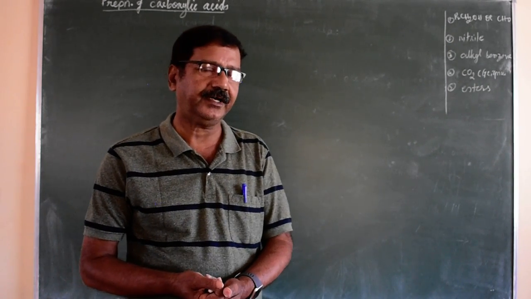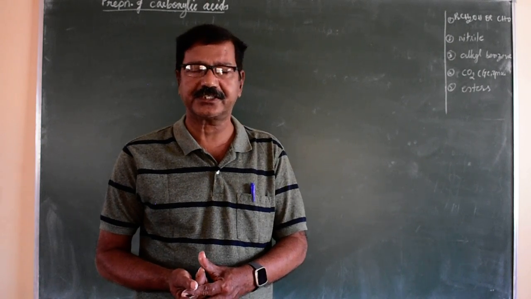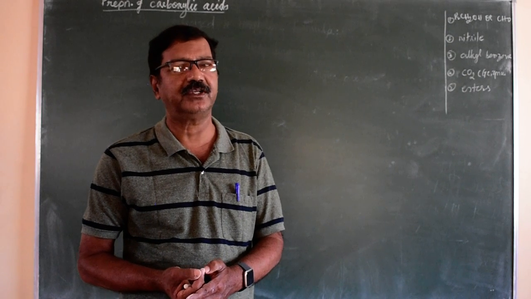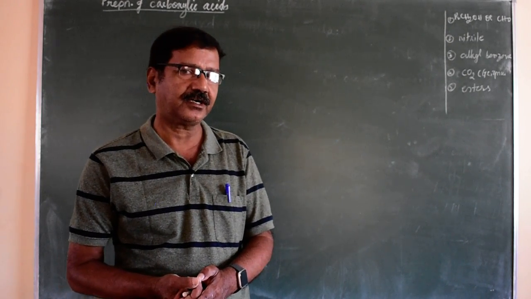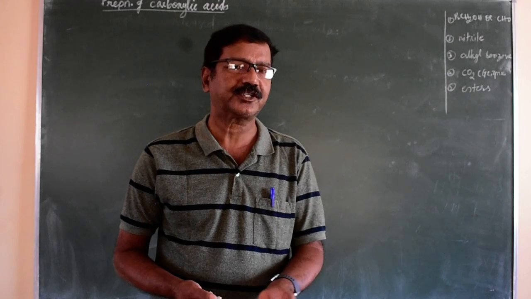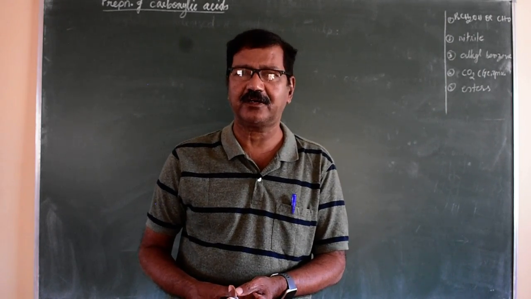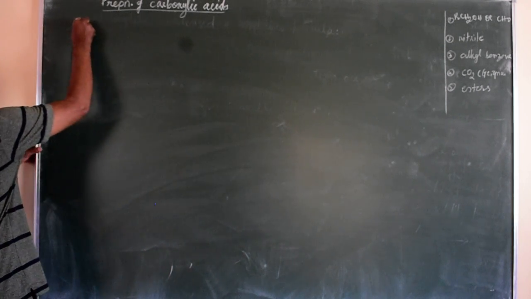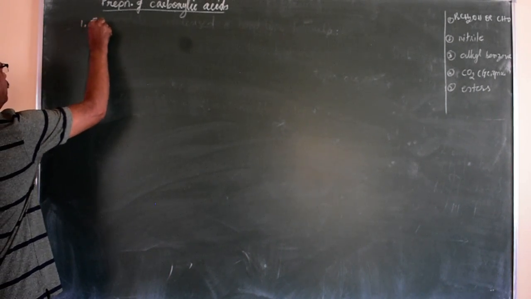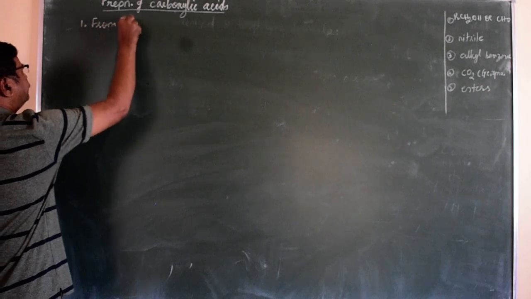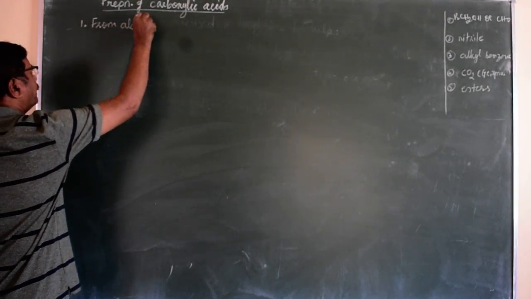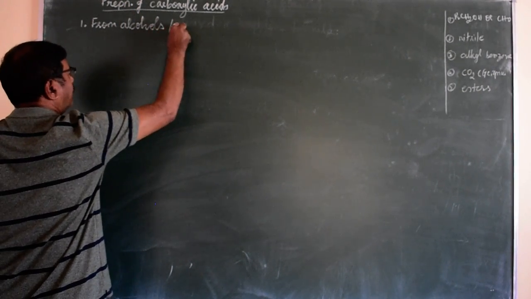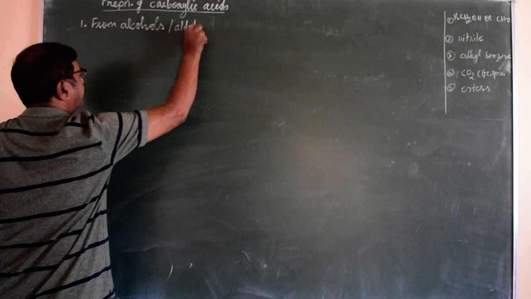We can also prepare carboxylic acids from nitriles and also from carbon dioxide using Grignard reagent. So let me explain the preparation of carboxylic acid in detail. Now the first one is from alcohols, or aldehydes.